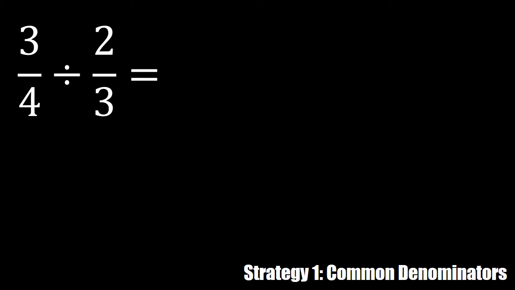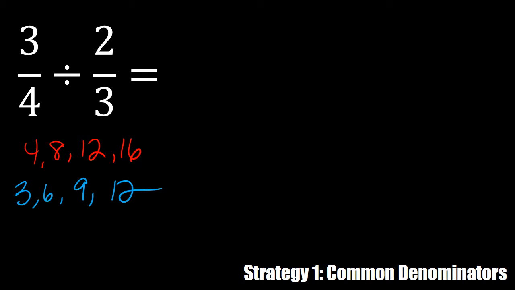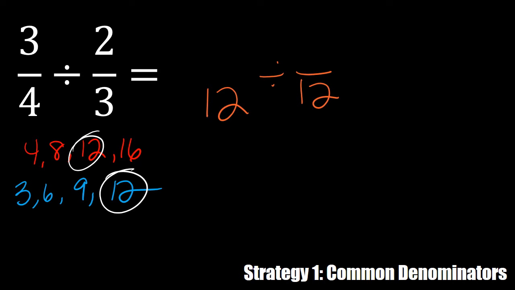And so what I'm going to do is go ahead and write out my multiples of 4. So I got 4, 8, 12, and 16. And then my multiples of 3, I have 3, 6, 9, and 12. And the number that these two share in common is 12, my least common denominator. So let's go ahead and rewrite these fractions now with a denominator of 12. So both fractions are going to be out of 12.